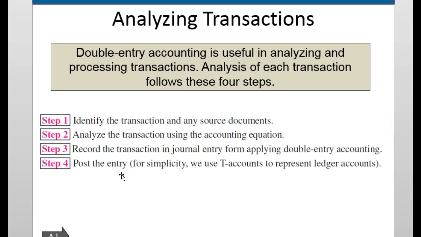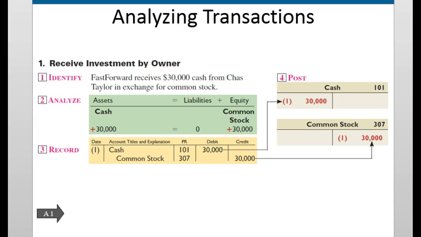And then you're going to post it to what normally would be general ledger accounts, but we use T accounts because it's easier to see. So let's see what we've got here. We have identified Fast Forward is receiving a $30,000 check from the owner in exchange for common stock.